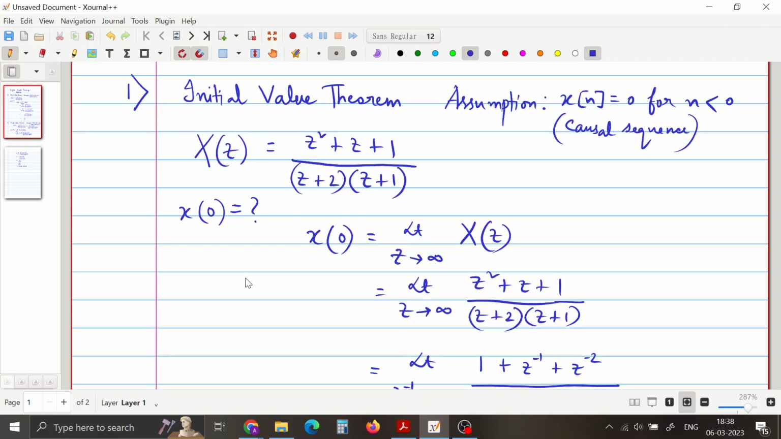Correct? So there are multiple possibilities depending on these pole locations. There are 3 possible ROCs. But since it's a causal sequence, it will be outside of a circle, and the largest circle here is the circle that contains the point z equals to -2. So it's a circle of radius 2, correct? So mod z greater than 2 will be our ROC, by assumption. So if you choose your ROC as mod z greater than 2, check the x of n that you will get.